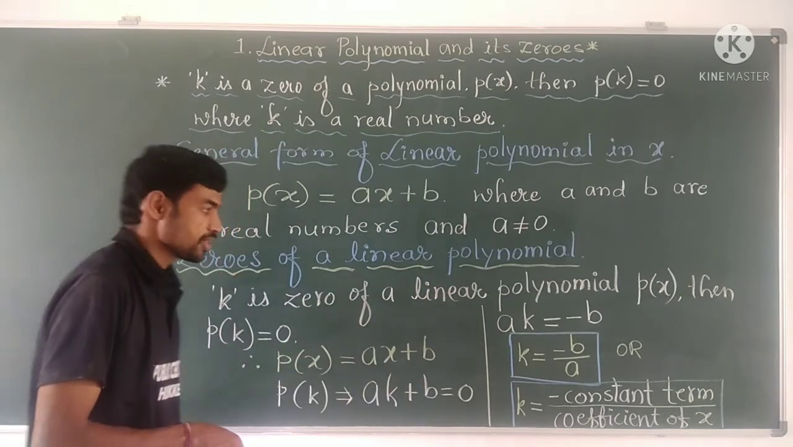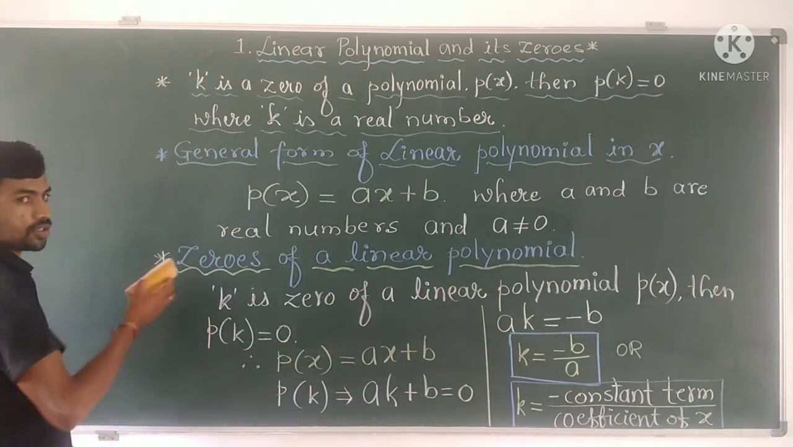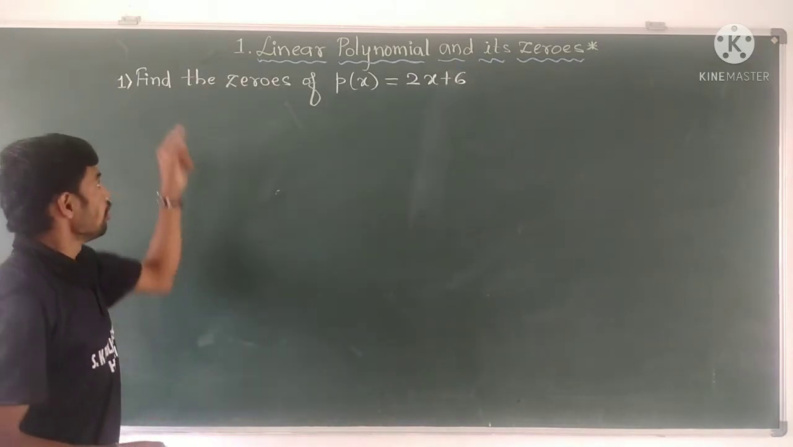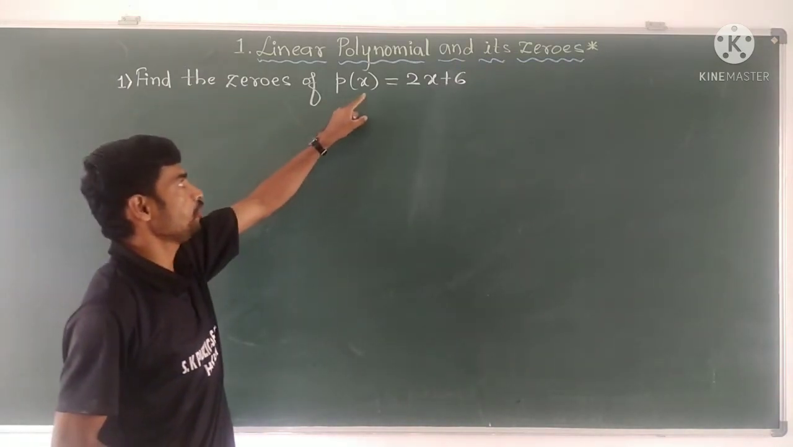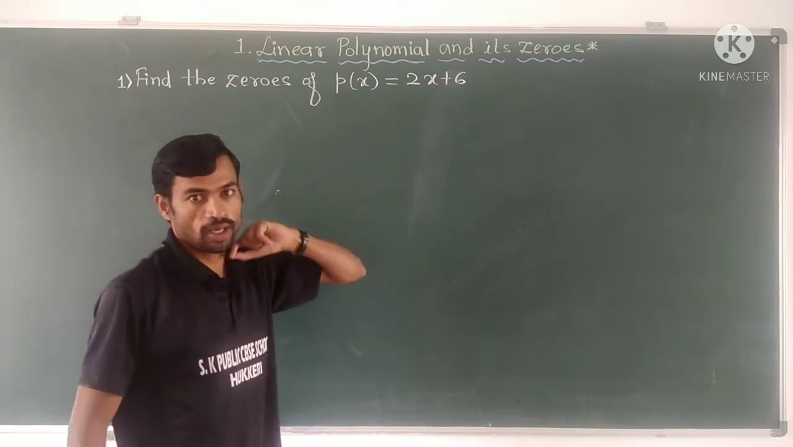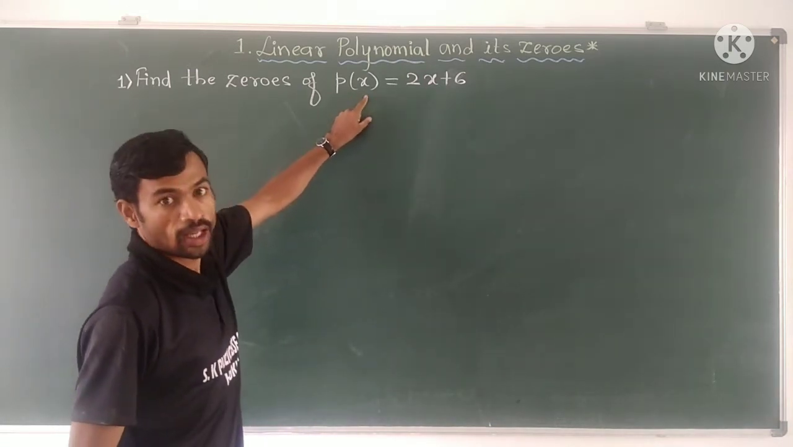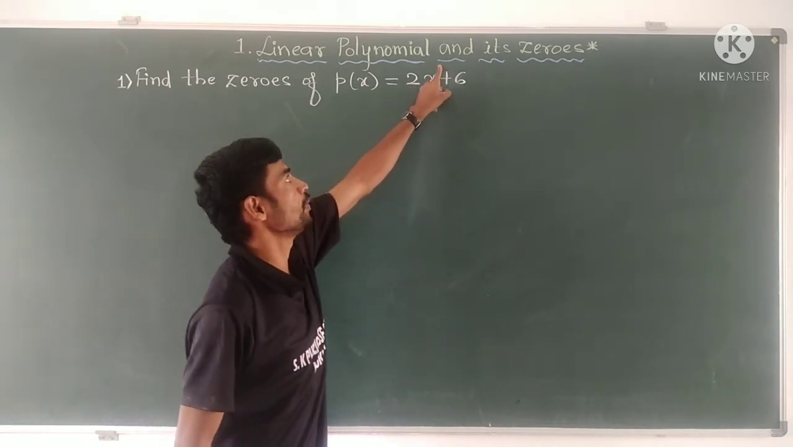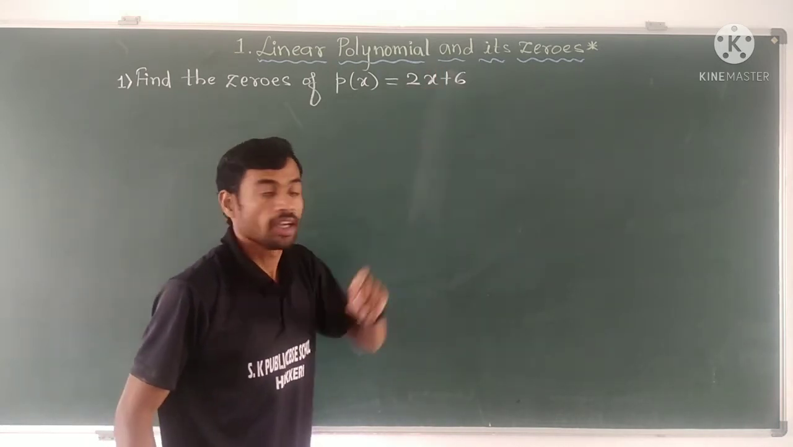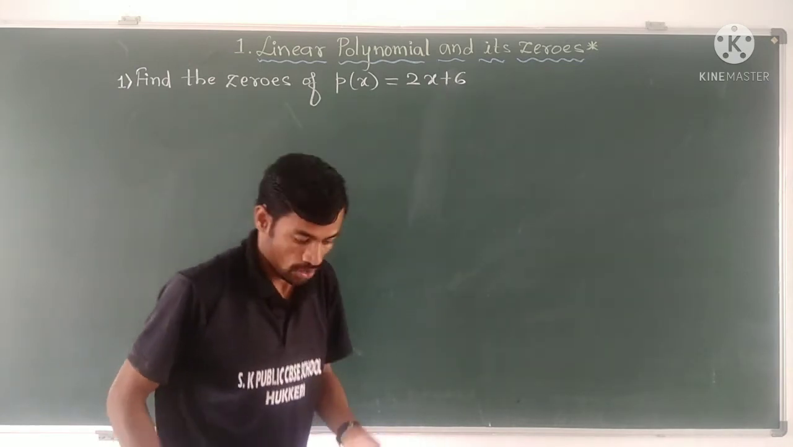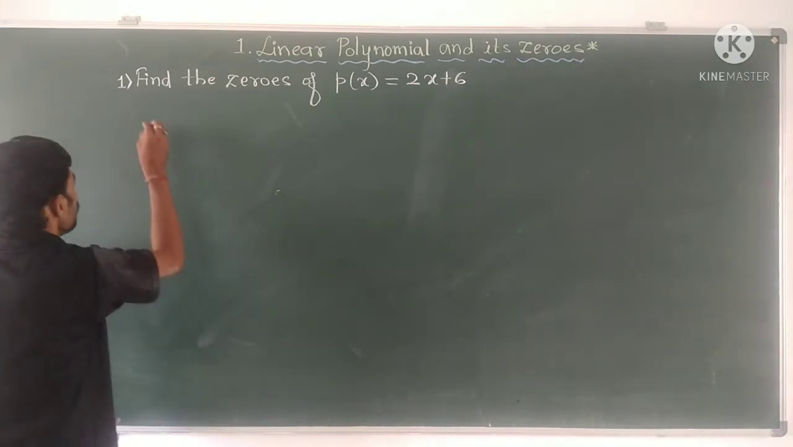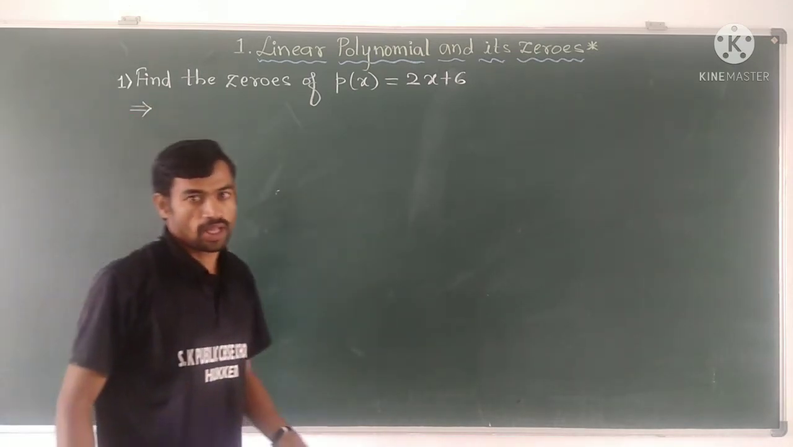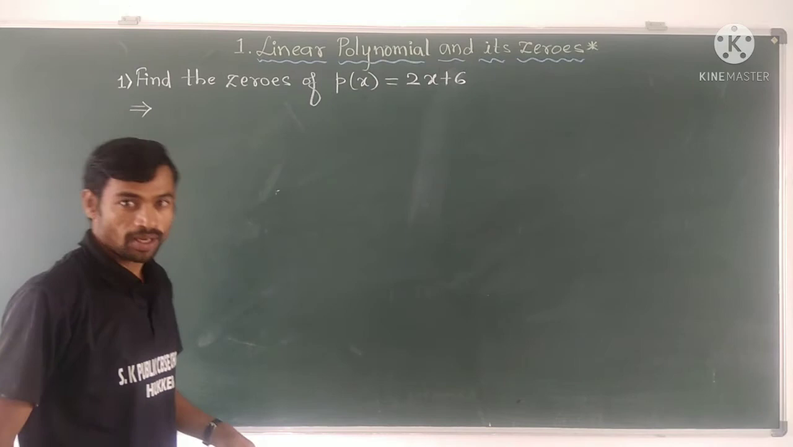Let us take one simple example to prove this linear polynomial and its zero. In this example, find the zeros of the given polynomial. It is a linear polynomial because the highest power of the variable is 1; the degree of this polynomial is 1. So how do we find the zeros of this polynomial?